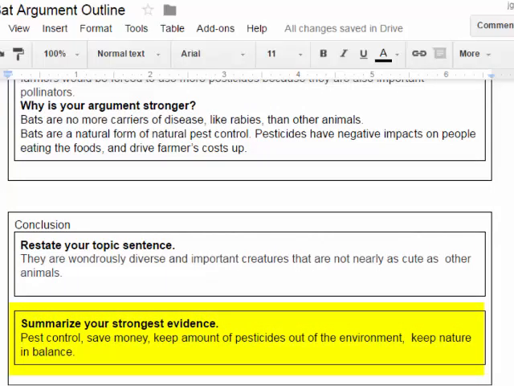Okay, again, I didn't write complete sentences because this is just a place for my ideas. So I wrote pest control, save money, keep the amount of pesticides out of the environment, and keep nature in balance. That's my best information. When I write it out in my conclusion, I'm going to make sure that I really flesh out those ideas.